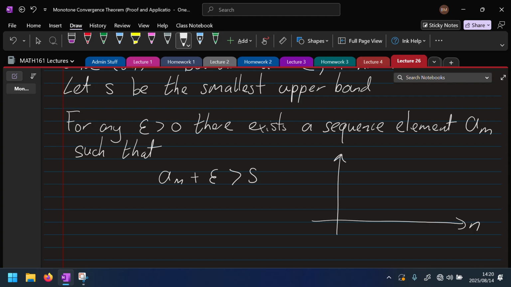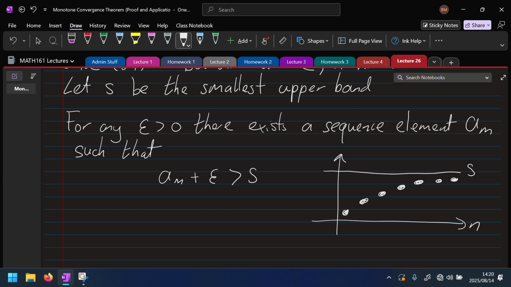Along the horizontal, we have n, so 1, 2, 3, 4, and so on. We know that this is increasing. We know that it's bounded above. So let's say S over there is the lowest upper bound. All of the other upper bounds are above that. And we've got something that is increasing, something like that, and it's getting closer and closer to S.